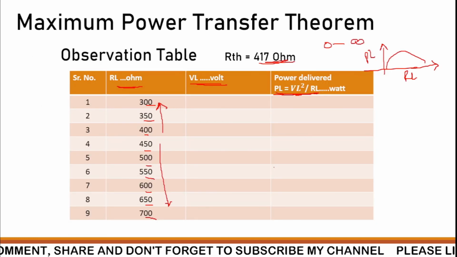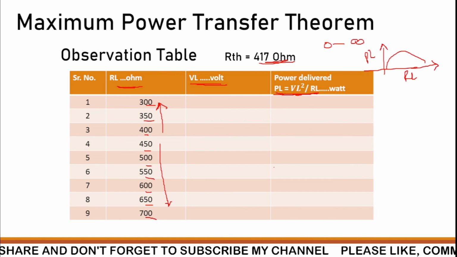You have to fill this observation table, you have to draw the graph, and you will get the readings.